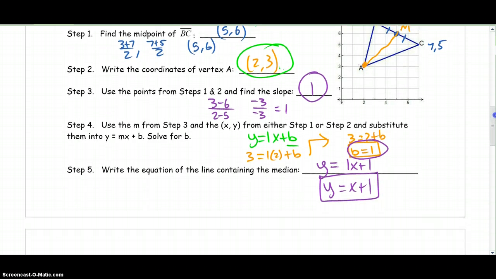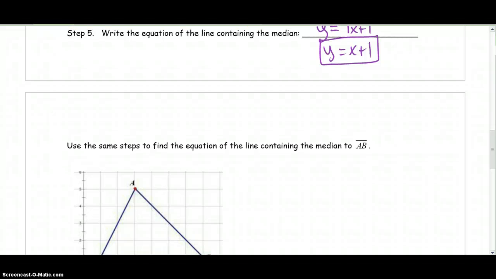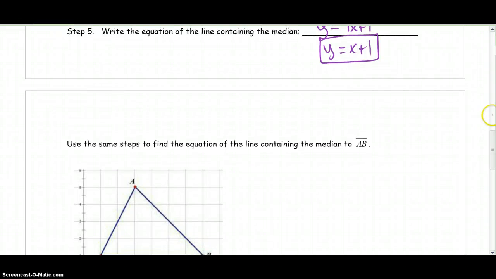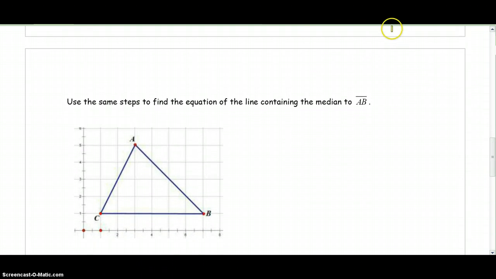If you flip over this page, you'll recognize that we are asking you to do one of these on your own using these steps from the front side of the paper. Be careful because it asks for the equation of the line containing the median to AB, not to BC. So we're actually going to have to find the midpoint of AB and then use point C. You go ahead and do that now, and we'll be checking for that in class.